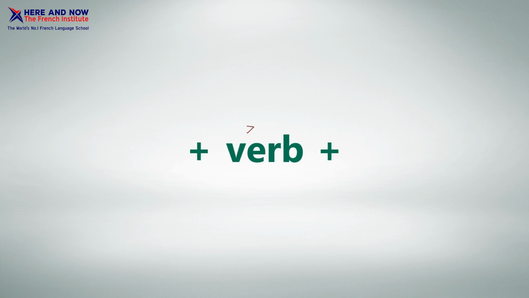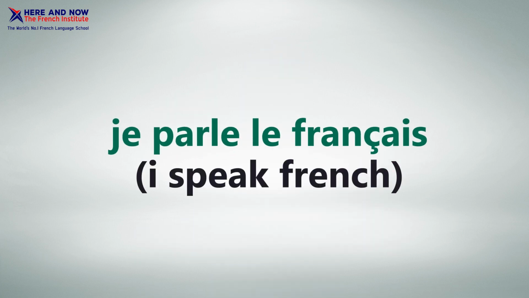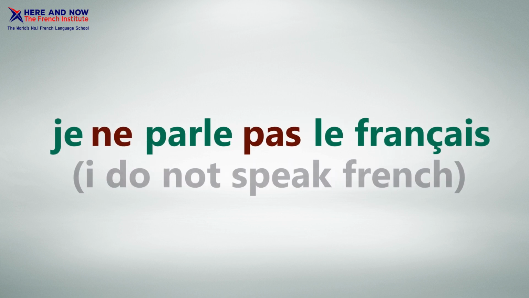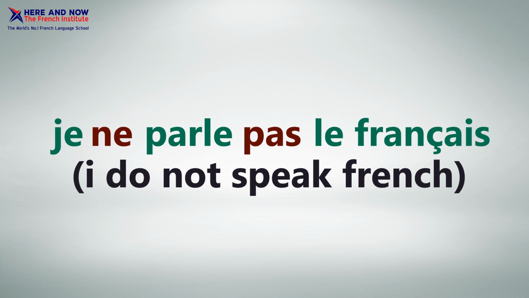Negation in French is formed by adding ne before the verb and pas after the verb. For example, je parle français. I speak French. And in a negative sentence, we say je ne parle pas français. I do not speak French. Number two, different expressions of negation.